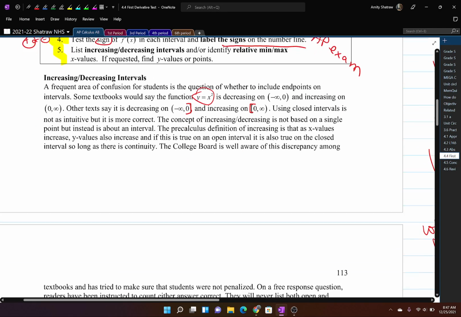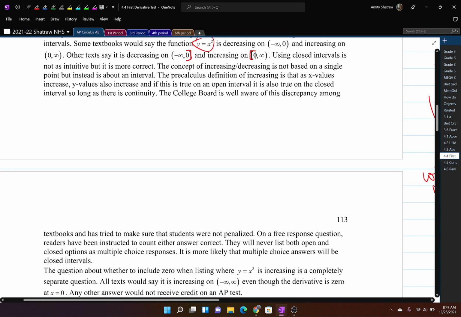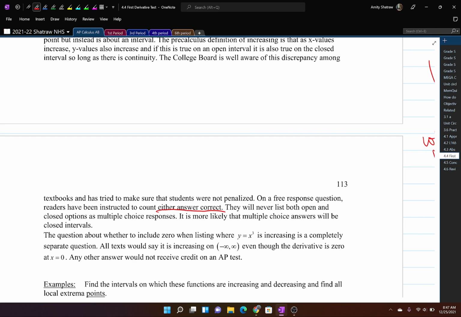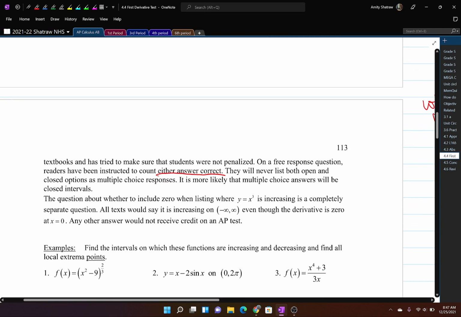The College Board is well aware of this discrepancy among textbooks and has tried to make sure that students are not penalized. On a free response question, readers have been instructed to count either answer as correct. They will never list both open and closed options as multiple choice responses. It is more likely that multiple choice answers will be closed intervals. That's just what they usually do in multiple choice answers. So that question about whether or not to include 0 when listing where something is increasing is a completely separate question. All texts would say that it's increasing everywhere, even though the derivative is 0 at x equals 0. Any other answer would not receive credit on an AP test.